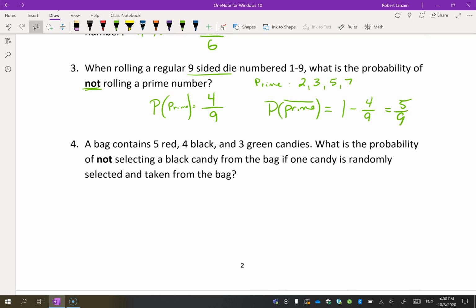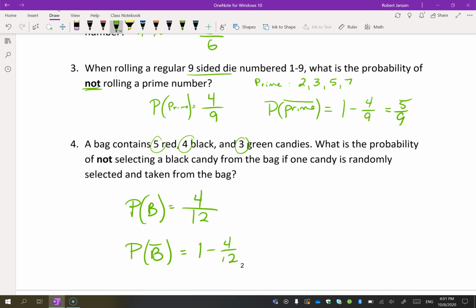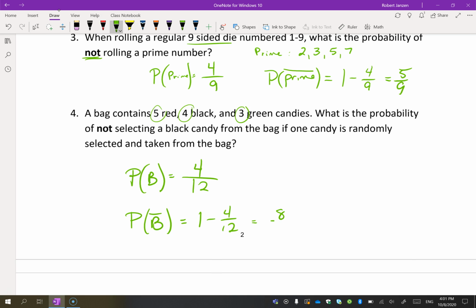Okay, a bag contains 5 red, 4 black, 3 green candies. If you add those up, there are 12 possibilities. What is the probability of not selecting a black candy from the bag if one candy is randomly selected? So first of all, we should say, what is the probability of black? It's 4 out of 12. So what's the probability of not black? Well, this would be 1 take away 4 out of 12. Okay, and that's 8 out of 12.